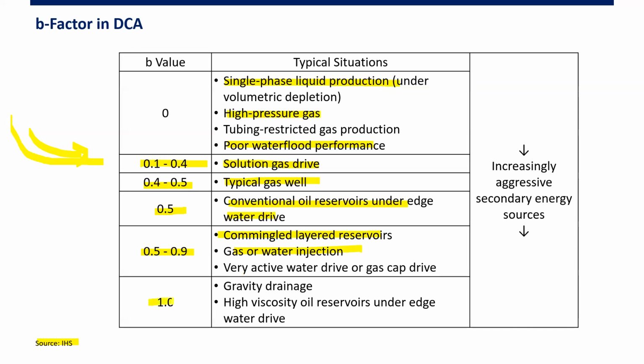And then you will have harmonic decline, that is to say B factor equals 1, of course. You can have this kind of performance if you have gravity drainage as one of the strongest drive mechanisms. Or if you have high viscosity oil reservoirs under edge water drive, then basically you will have a harmonic production trend.